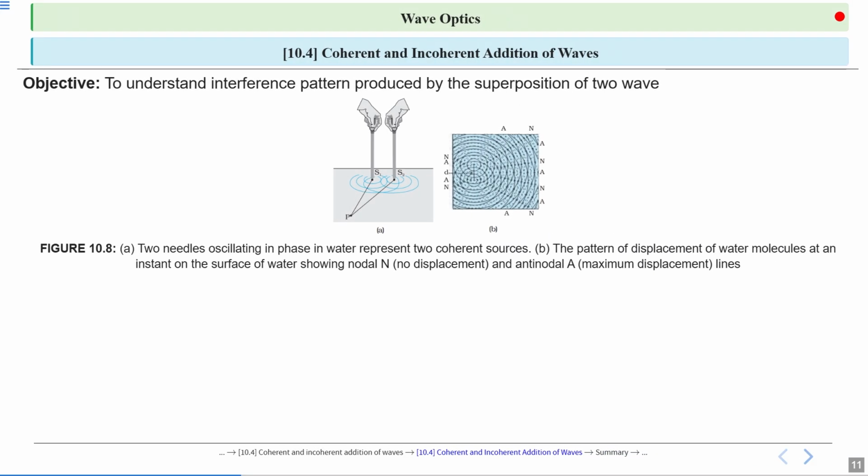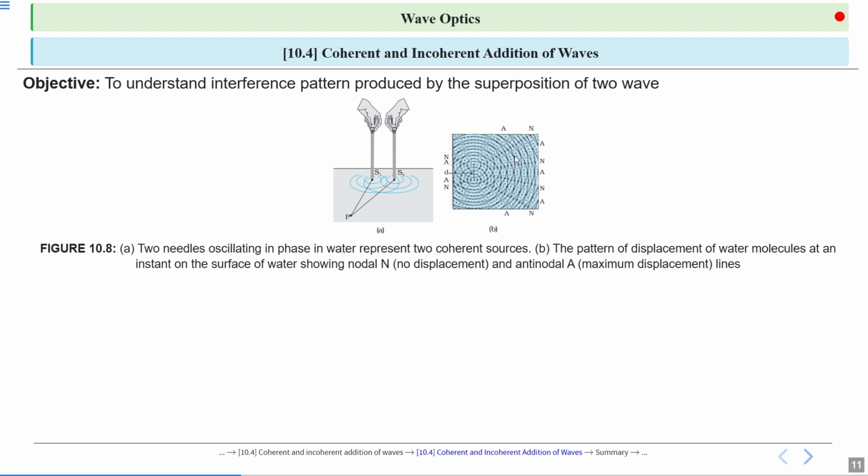Now, to understand the interference pattern produced by the superposition of two waves: figure 10.8a, two needles oscillating in phase in water, represent two coherent sources. In part B, the pattern of displacement of water molecules at an instant on the surface of water shows nodal lines, N, of no displacement and antinodal lines, A, of maximum displacement. You can see in the B diagram these A points are antinodes, the points of maximum displacement.